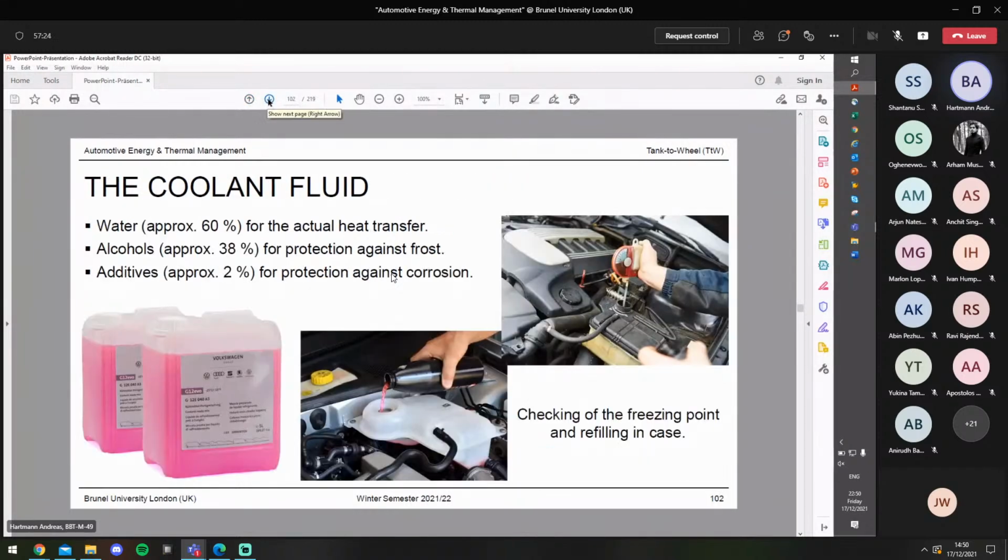And yeah, in order to cover all these requirements, nowadays the coolant fluid is actually a mixture of water, approximately 60%, which is relevant for the actual heat transfer. And then there is added alcohol for protection against frost, approximately 38%. And in addition to that, several additives for protection against corrosion. So this is the actual mixture: water, alcohol, and some additives.